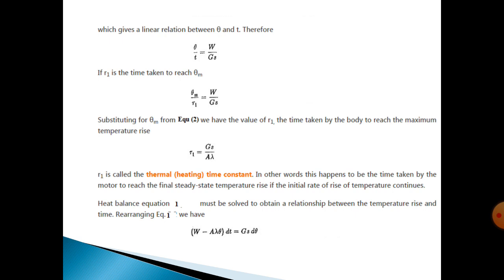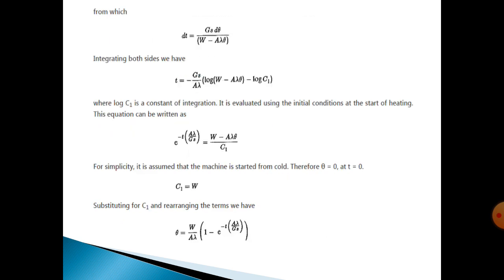The heat balance equation 1 can be rewritten as W minus A lambda theta, that means the differential in a particular time dt, is equal to Gs into d theta. So we get dt is equal to Gs into d theta divided by W minus A lambda into theta. Integrating the above equation on both sides, we have t is equal to minus Gs divided by A lambda of log of W minus A lambda theta minus log of C1. C1 is nothing but the constant of integration.